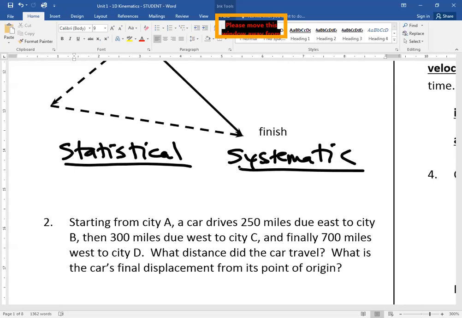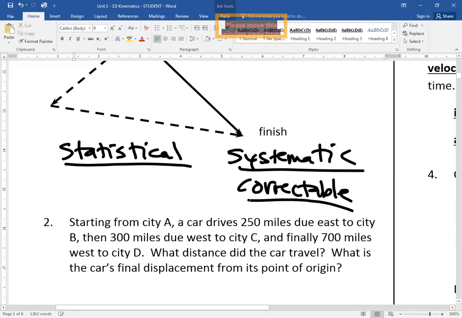Systematic errors are correctable. Okay? You can correct systematic errors. And if I can figure out what the mistake is, I can correct it and I can get all my correct measurements and data back, right? Statistical errors, by contrast, you can't do anything about it, right? You can't stop it. The only thing you can do is minimize it.